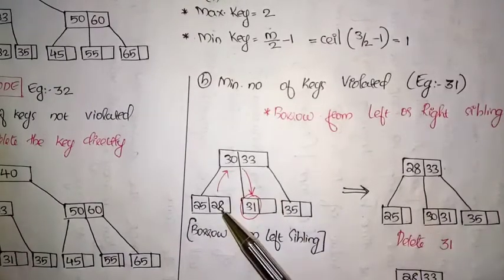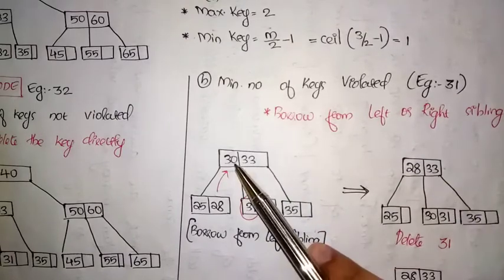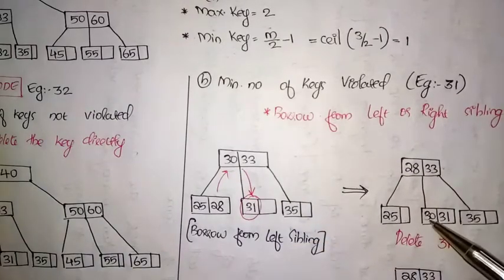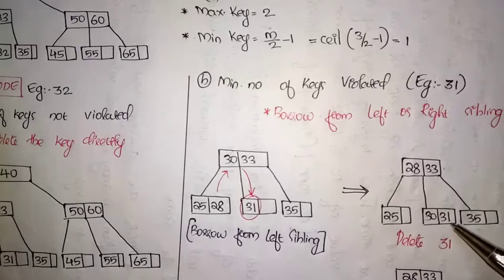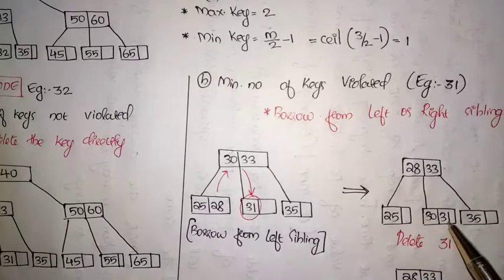So as we see, this 28 moves upward in place of the 30, wherein this 30 moves downward along with this node 31. So key 25 is stored in this node, 30 and 31 are stored in this node. None of this is violating our minimum number of keys or maximum number of keys condition. So in such a scenario, we can directly delete this 31, right?